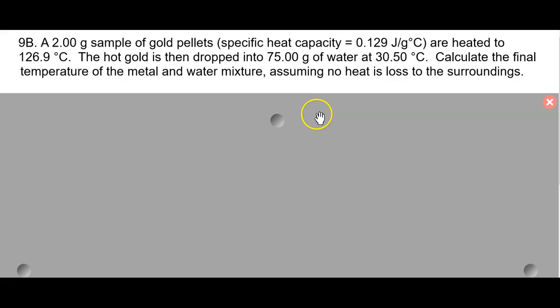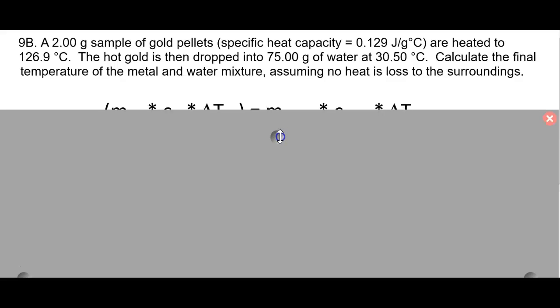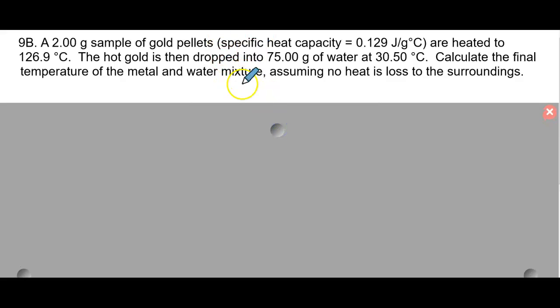In this problem, we have gold that we've heated up and we're putting it into a 75 gram sample of water in a calorimeter. First thing you need to talk about is that we're going to set this as Q gold equal to Q. Let me make my markers smaller. Hold on just a second. I thought I had set that up and it did not take.